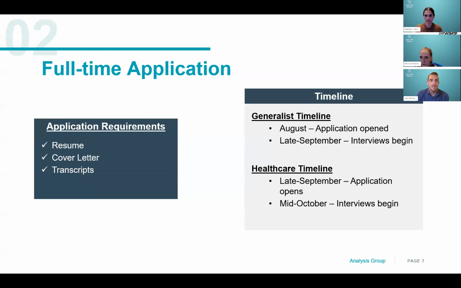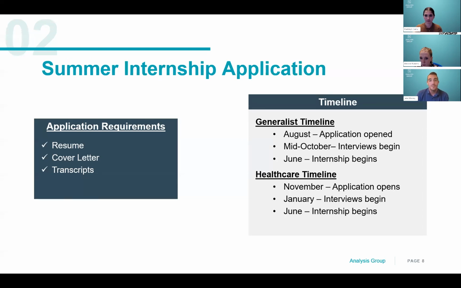In the next slide, we're going to go over our summer internship application. You'll notice that the requirements are very similar to our analyst application. So again, we're looking for your resume, your cover letter, and then any unofficial transcripts you have, whether they be at the bachelor's level, if you've got your bachelor's and your master's, we're going to look for both of those transcripts or however many transcripts you have, depending on how many schools that you've attended.